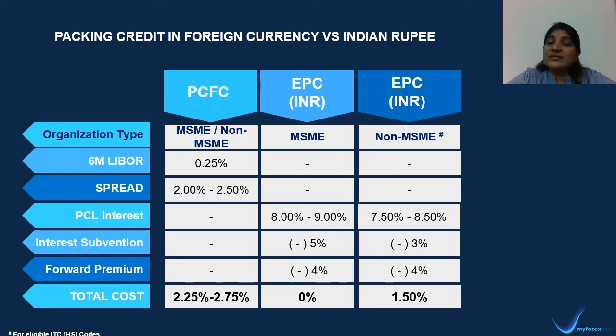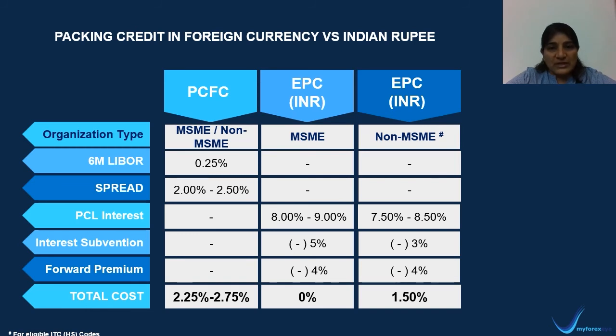Now, when it is a non-MSME, which basically means that the interest applied is 7.5 to 8.5%, and the interest subvention is lower at 3%. The forward premium is the same as 4%, so the net rate which will be applied for the exposure will be 1.5%.